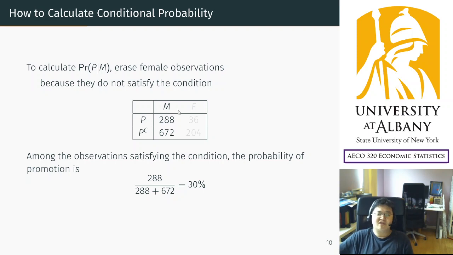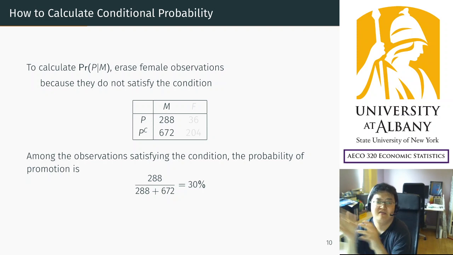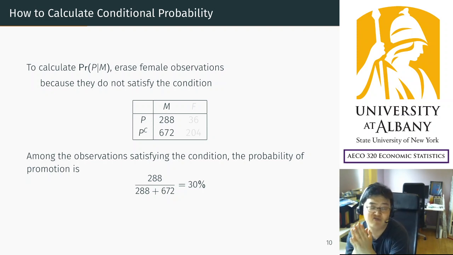And then it is clear. It is simply like now M is fixed, so it is either promoted or not. And it's very easy to calculate what's going on. So the probability of promotion is this, that is the probability of P given M, right? Again, the idea is deleting the observations that do not satisfy the condition. Very intuitive, right?